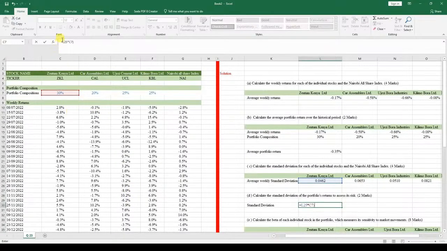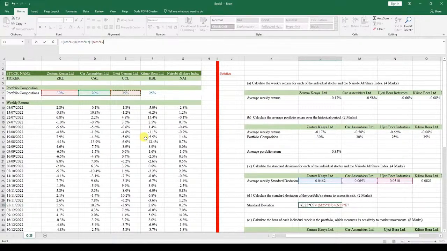So we close the bracket and we open another one over here so that it can actually pick the values the way we want them. Then we add the standard deviation over here. I forgot to open the brackets, so we open it right above over here. You can see it on the formula bar here, so we open the brackets there, and then we multiply that with car assemblers' corresponding portfolio composition weight. We open the brackets, we pick Ujenzi Bora standard deviation, weekly standard deviation, times the Ujenzi cement over here.